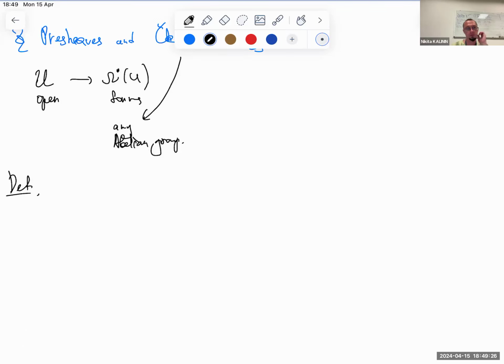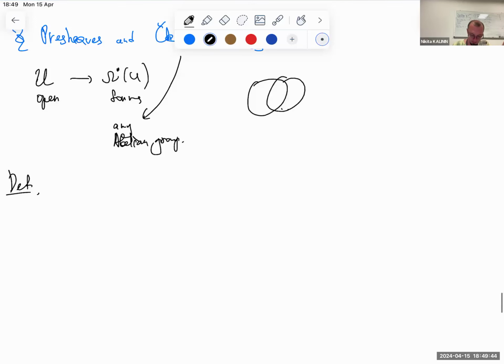So what we know about forms, well, actually we can restrict a form, right? So what we do in many places, when we consider the Mayer-Vietoris sequence and so on, the basic operation we did is we just restrict a form from a bigger open set to a smaller open set. So that will be the definition of a presheaf.